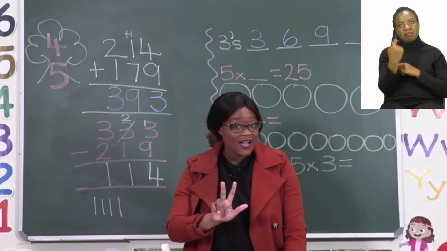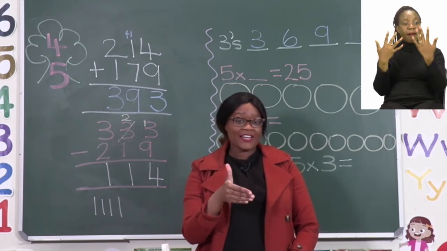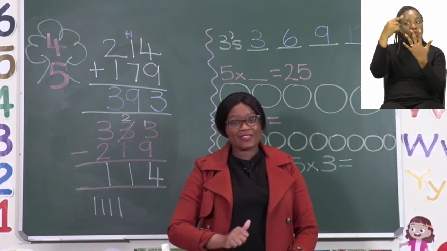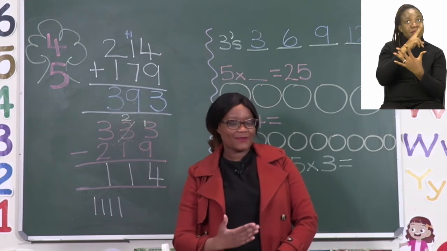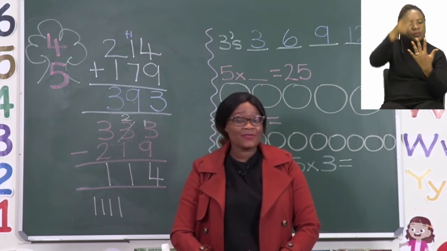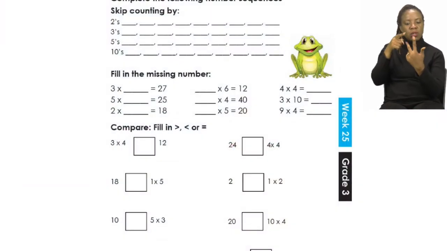If you're counting in 5s, then that means your 3 changes to 5 and your answer will still be on your thumb. So take your time, count out loud when you're skip counting. When you're done with your skip counting, you move on to the next part of that exercise.